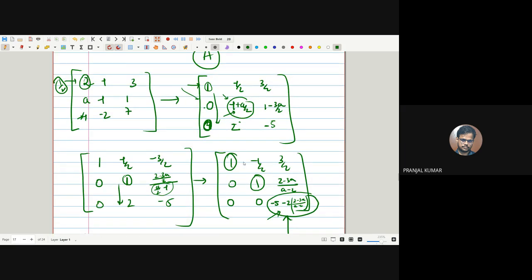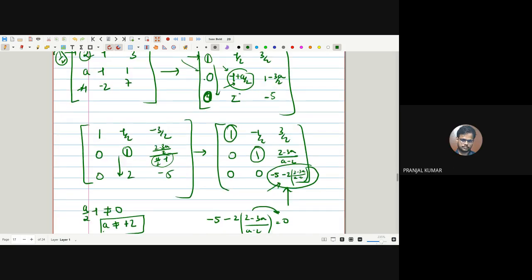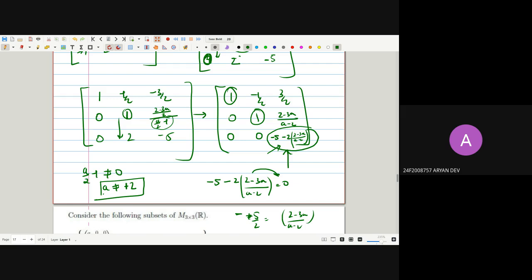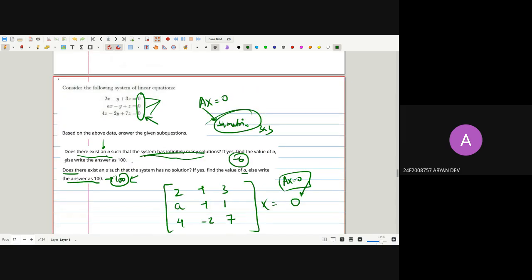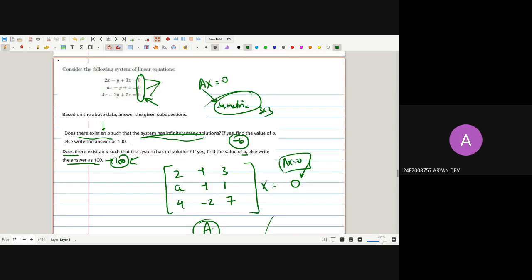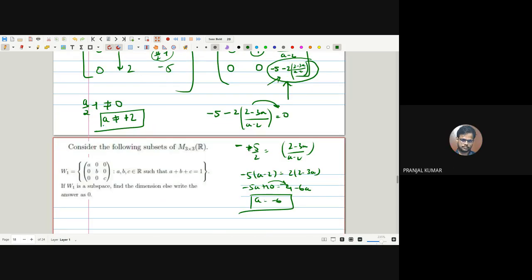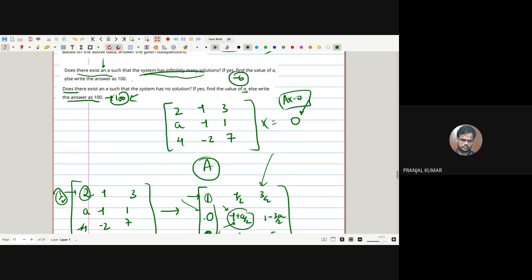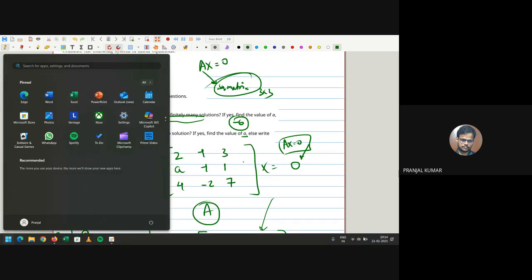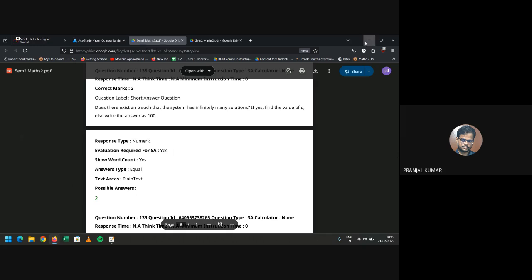Some calculation mistake is there, but an easy way to do this was to put the determinant equal to 0 and find the value. Yeah, that is one way. Okay, so a's value is actually 2. I have done some mistake somewhere. I cannot find it. So a value is actually 2.